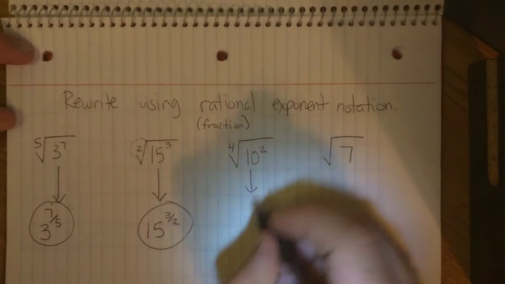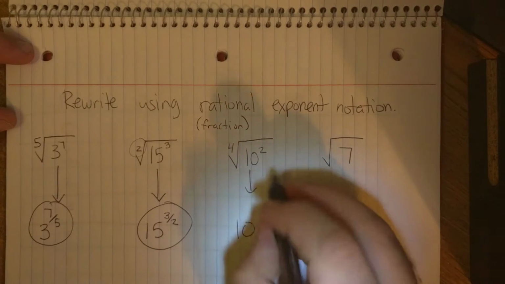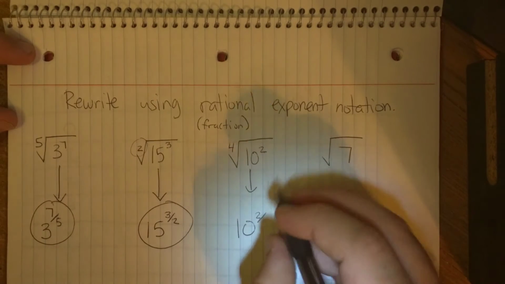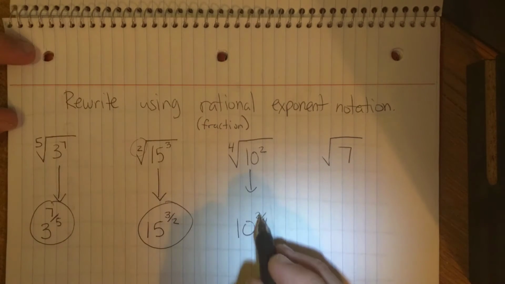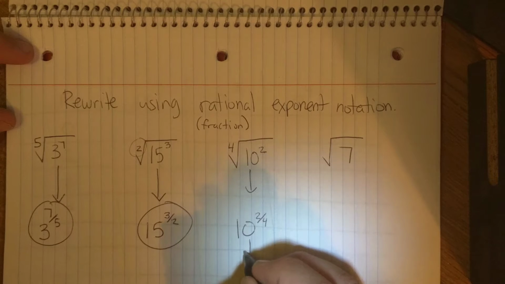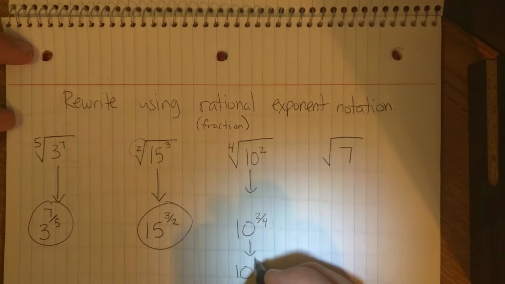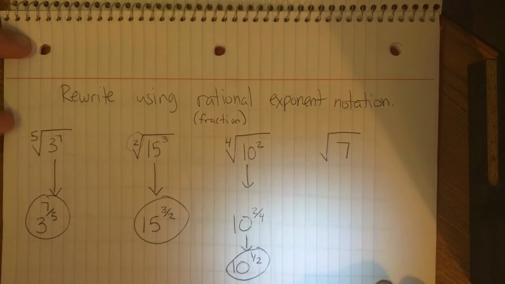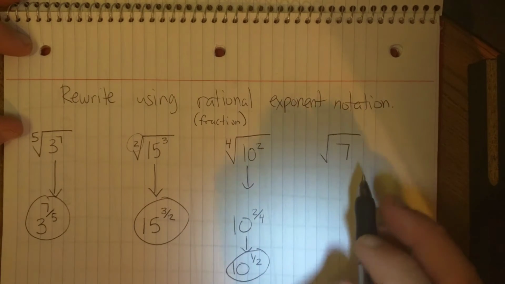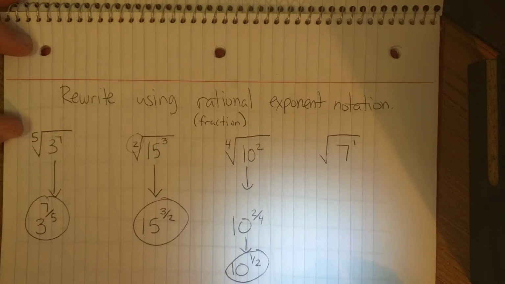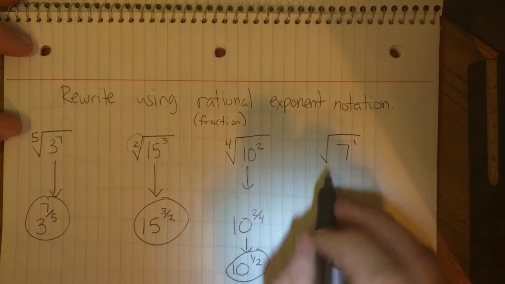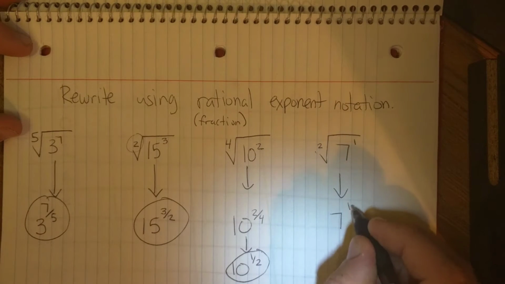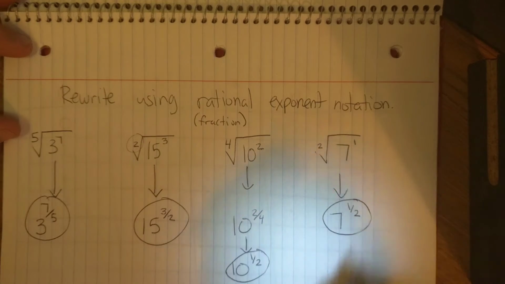What about this one? I have the 10 raised to the power of 2 over my index, which is 4. 2 over 4 can reduce, actually, so we're just going to go ahead and do that. 2 over 4 becomes 1 over 2, and that is the final answer for that one. I have the square root of 7. Well, this is really 7 raised to the power 1. What number do we assume is right here? It's a 2. So the way to rewrite this is 7 to the 1/2 power. There you go.